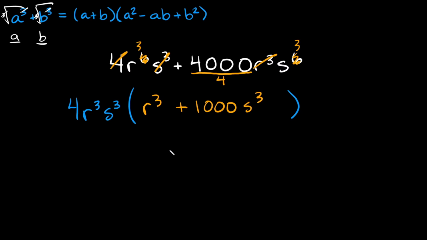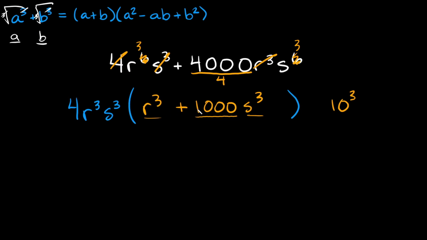Now, you might notice something. We have some perfect cubes, right? R cubed, that's a perfect cube. S cubed, that's also a perfect cube. But 1,000 right here is also a perfect cube, okay? 1,000 is the same thing as 10 cubed, or 10 to the 3rd power. Okay, so we have a sum of cubes right here. So again, that means we can use our formula up here, all right?